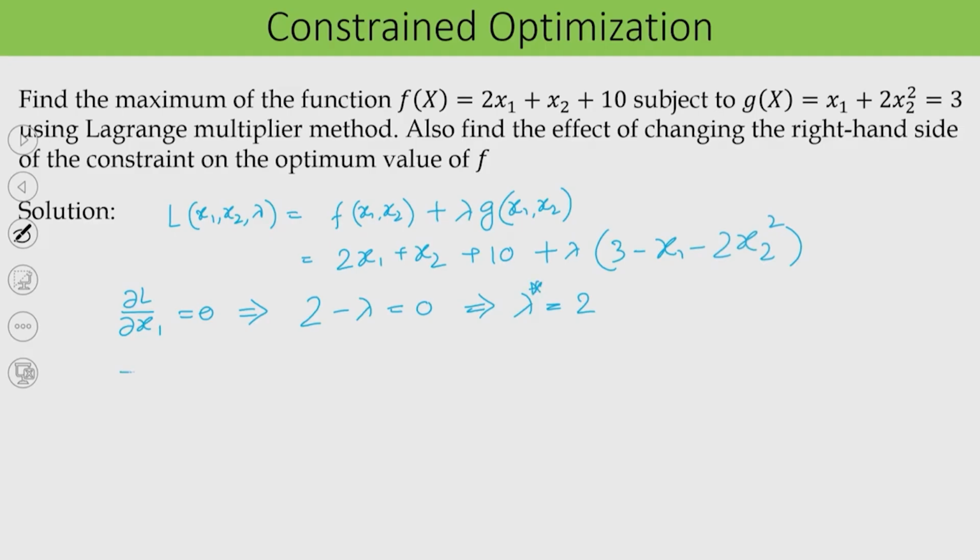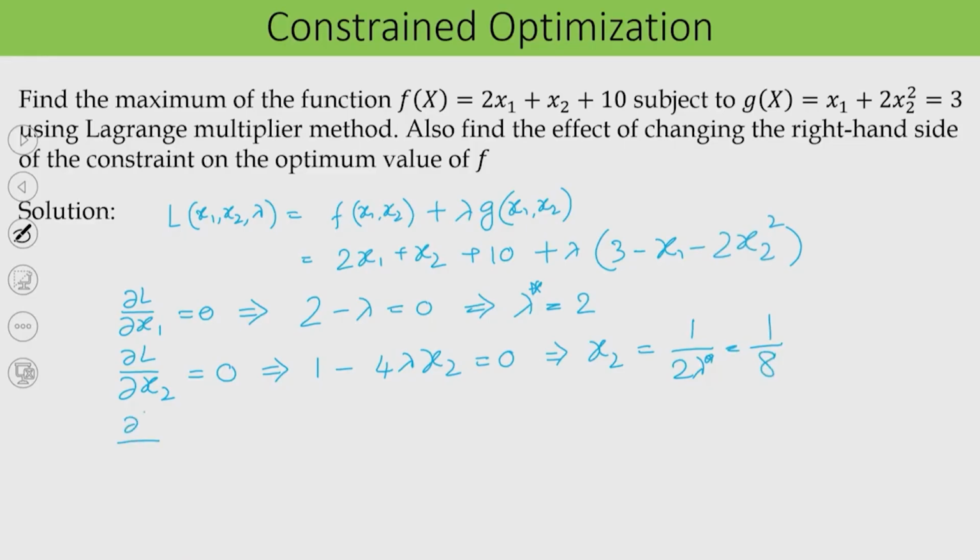The next necessary condition is del L by del x2 equal to 0, and I will get 1 minus 4 lambda x2 equal to 0. From here, if I solve it for x2, I will get x2 equal to 1 by twice lambda star, which is equal to 1 by 8.